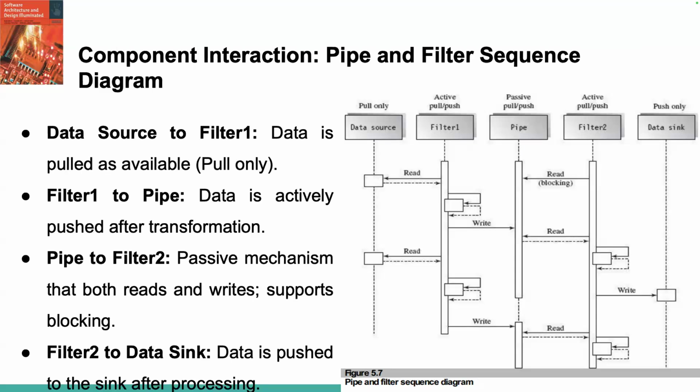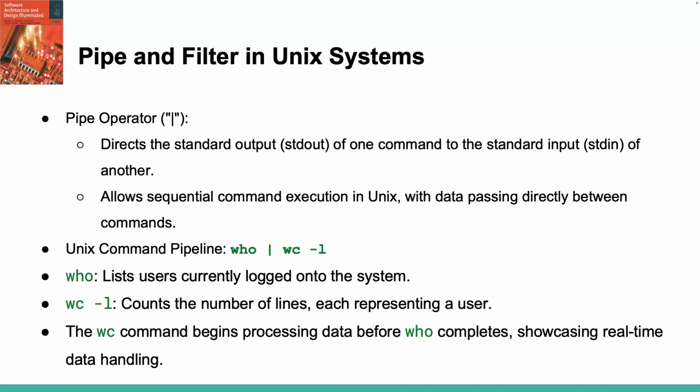Unix systems are a perfect example of the pipe and filter architecture in action. The Unix pipe operator allows you to connect the output of one command to the input of another. This setup enables the sequential execution of commands, where each command processes the data and passes it along to the next. A common example is who | wc -l.